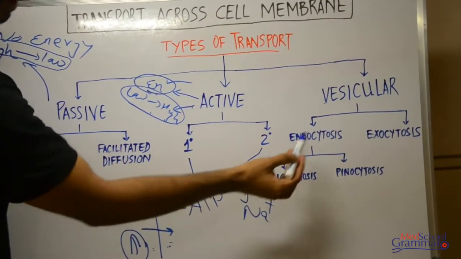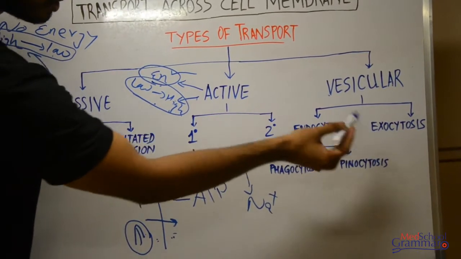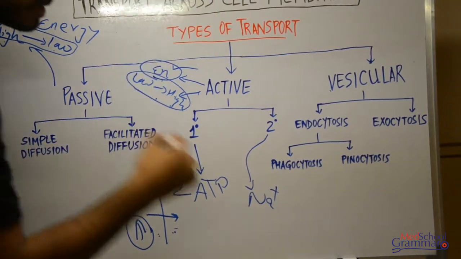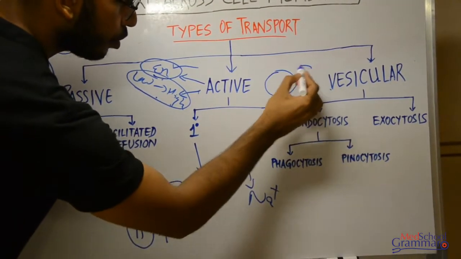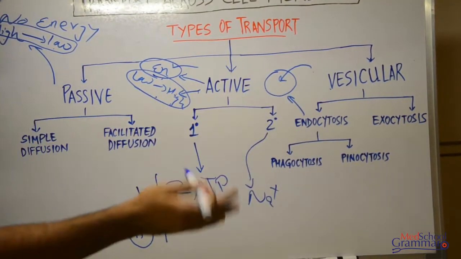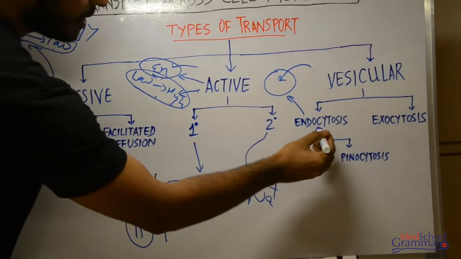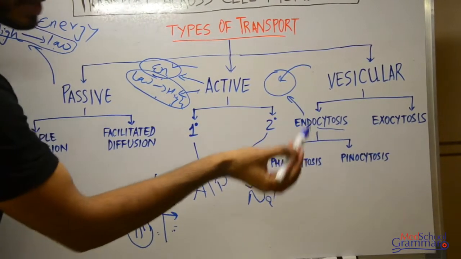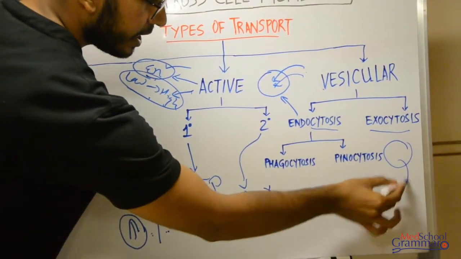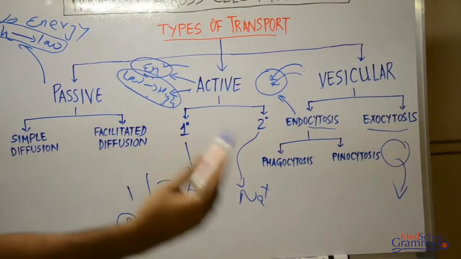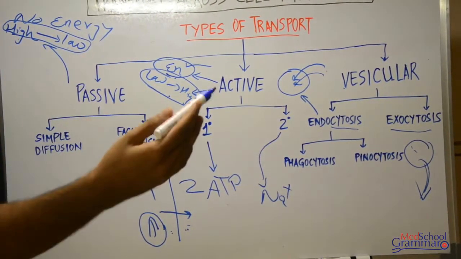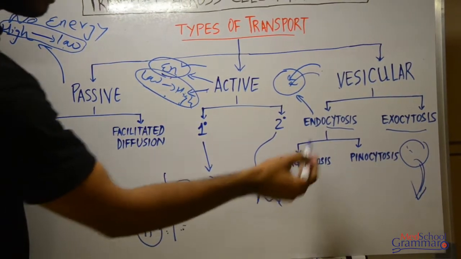Vesicular transport is of two types, endocytosis and exocytosis. Endocytosis means movement of particles within the cell from outside to inside the cell. This is endocytosis. From outside to inside. Endo means inside. Cytos means cell. So movement of particles is inside the cell. Exocytosis means definitely outside the cell. Exo means outwards. So movement of particles is from within the cell towards the outer side of the cell, right?